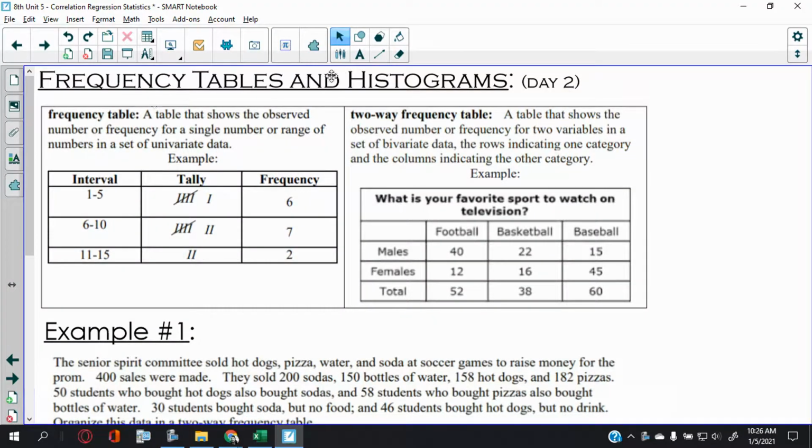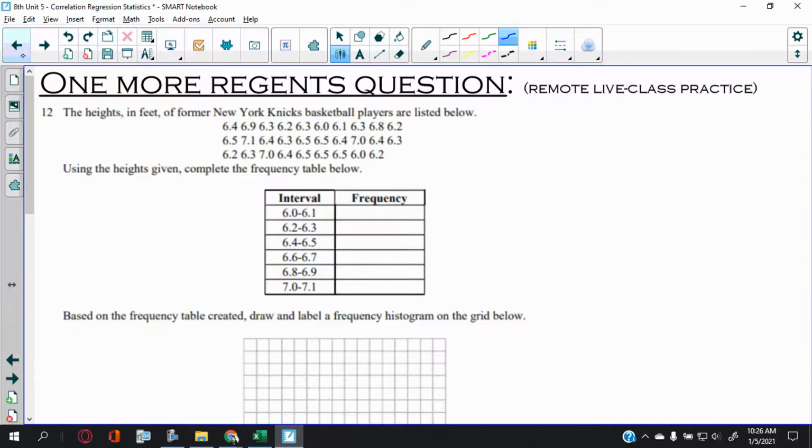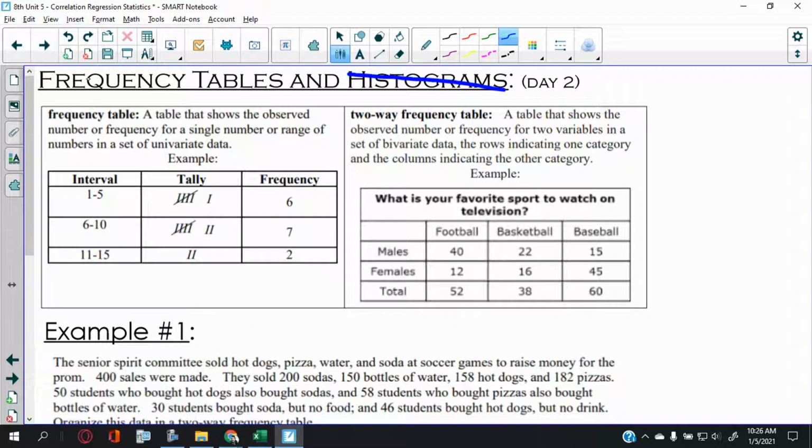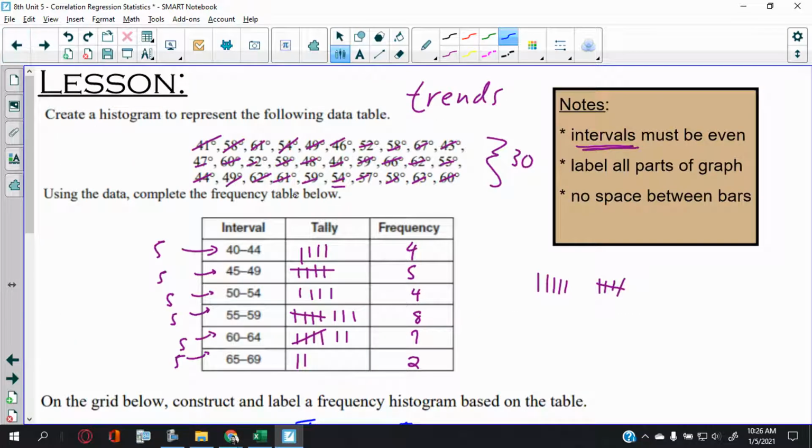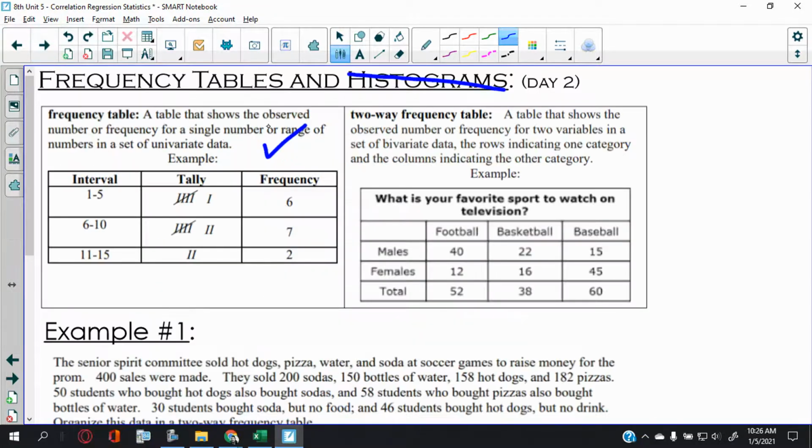Let's go see what we're talking about today. Today we're going to talk about frequency tables and histograms. Actually, we're really not talking about histograms anymore. That was yesterday. Today we're going to talk about frequency tables, which is really an evolution of this table. Remember all the stuff that we did in this table? It went from a good old frequency table to a two-way frequency table. Now let's see what that even means.